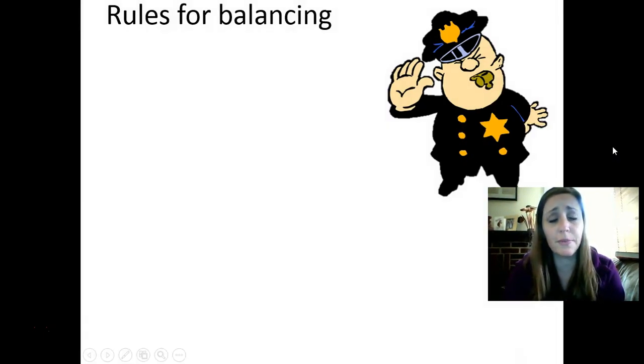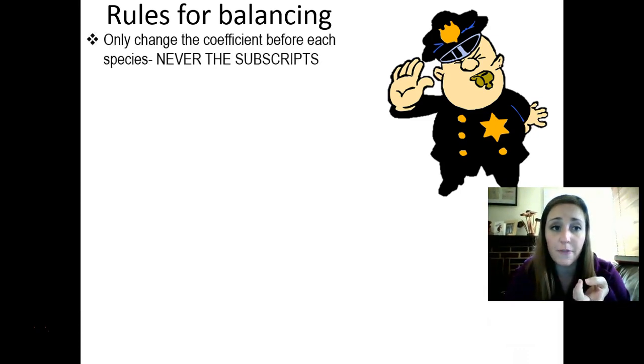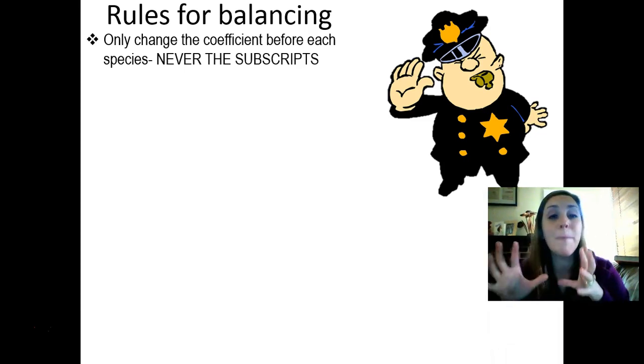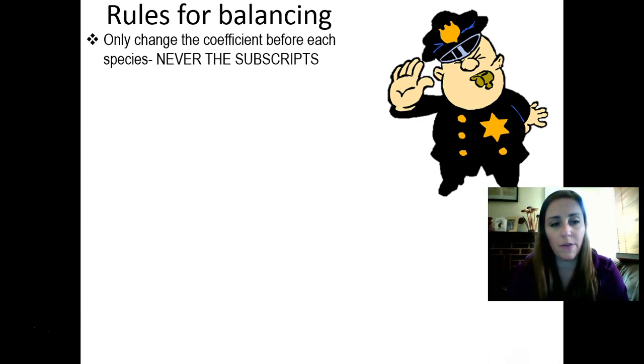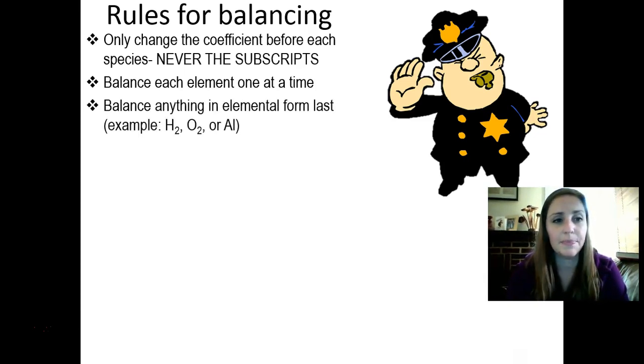There's a couple rules for balancing because I'm going to show you a shortcut besides drawing out all the atoms. So first, you only change the coefficients before every species or every compound. So you never, ever, ever change the subscript. Those are the numbers written down below. You can only tell how many of each molecule, and that's what you do with your coefficients. Also, you want to balance each element one at a time. Don't try and do too many things at once. Just take it slowly, one element at a time.